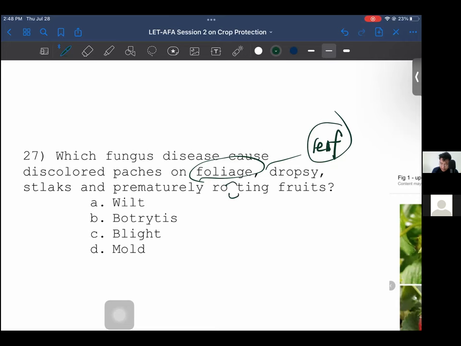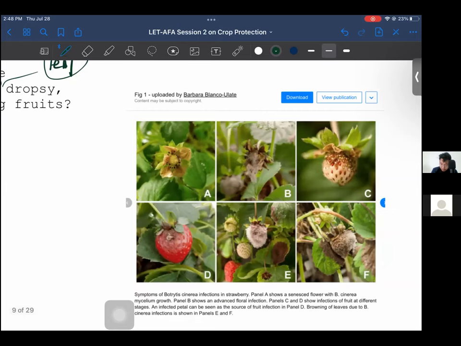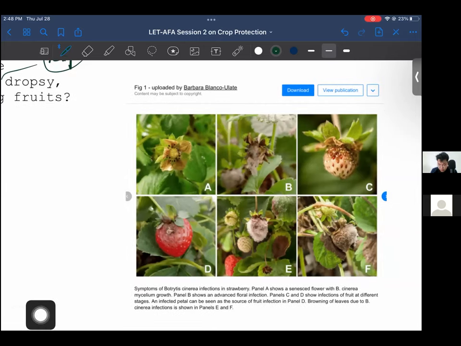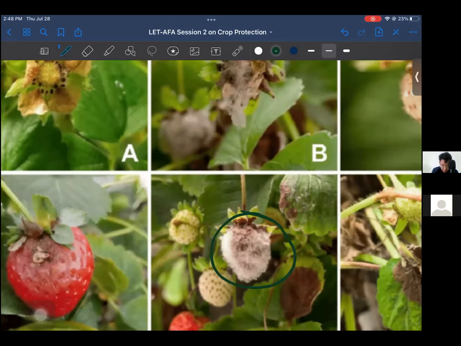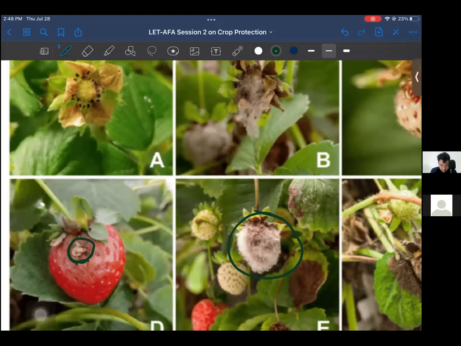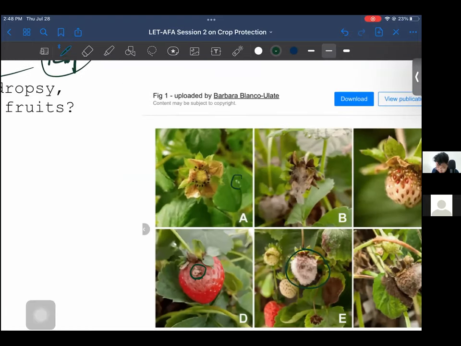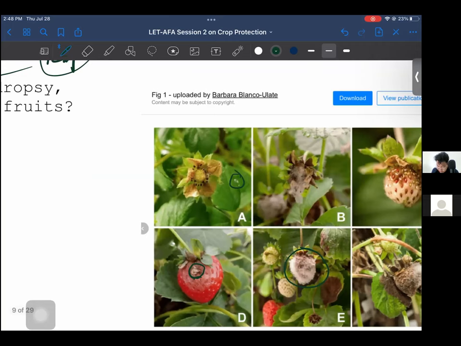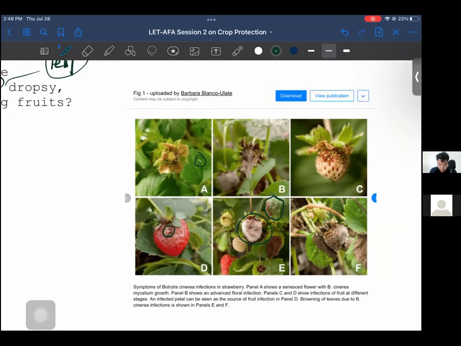Rotting fruits. So here is an example ng botrytis sa strawberry. So ito, nagra-rot na yung fruit. Ayan, ito ang simula. Ano pa yung sabi? Colored patches. Ayan, yung mga patches doon. Here, ito pa, patches. Sa dahon. So, this is botrytis.